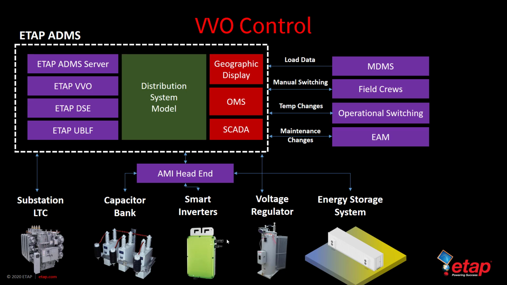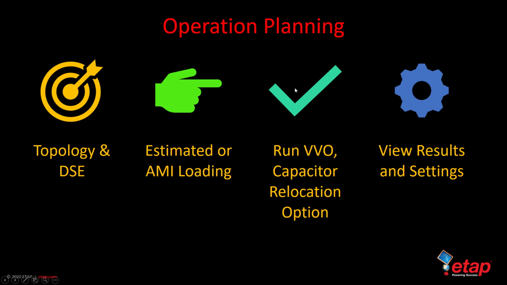So of course, every topology for every customer may look a bit different, but this is a very standard approach for an integrated volt-var control using ETAP. With the distribution model, the SCADA connectivity, as well as the AMI and MDM connections, we can then take the topology of the system, run distribution state estimation, use the estimated or AMI loading, run volt-var optimization, and even run a capacitor relocation to essentially provide more optimization of the existing assets in the system and of course view our results and settings as the end result.